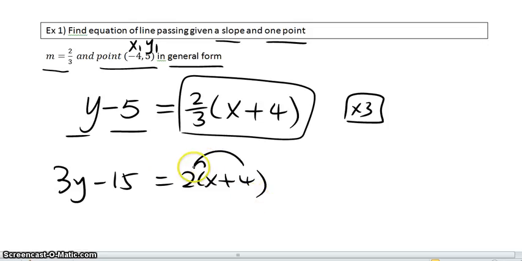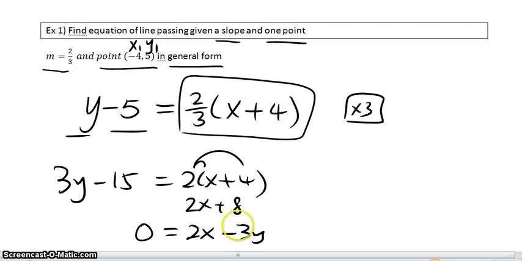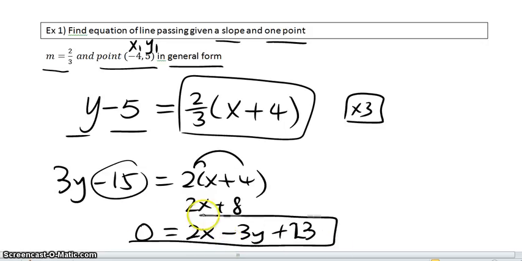Now you can expand it to x plus 8. Now let's move everything to one side. You can put it on the left side or right side. If I put it on the left side, the 2x becomes negative. I want it to be positive, so let's put everything on the right side. 2x minus the 3y, here I add 15. So this is my final answer in the general form. So this works when you are given a slope and a point.